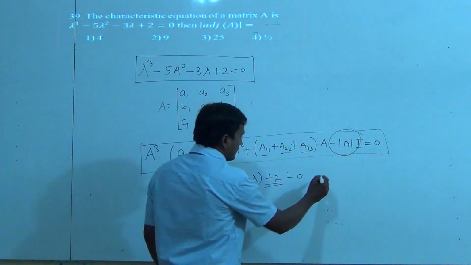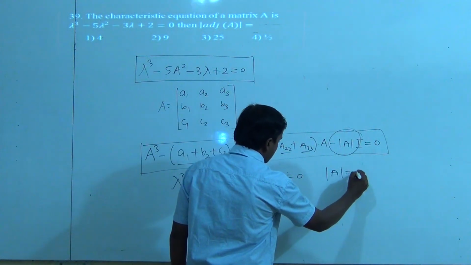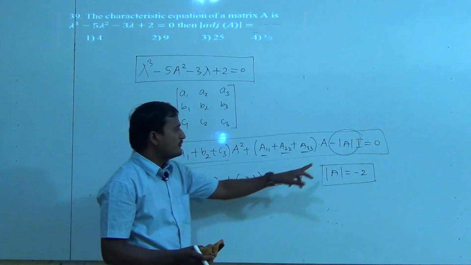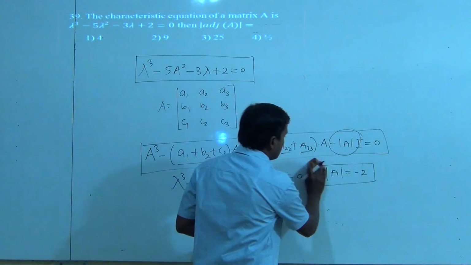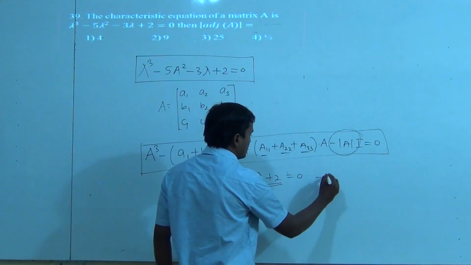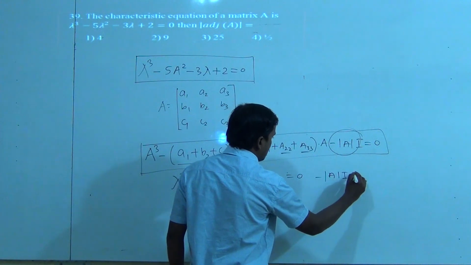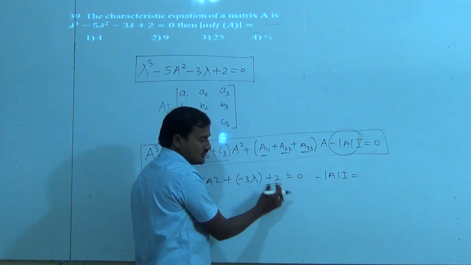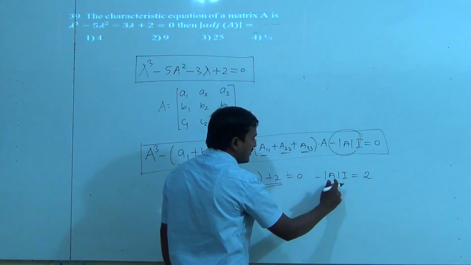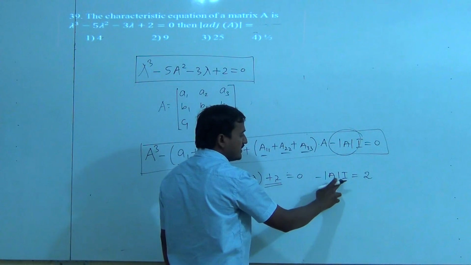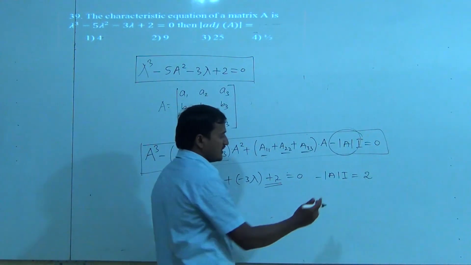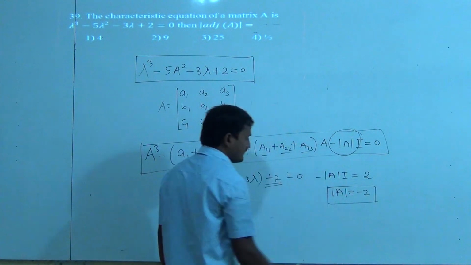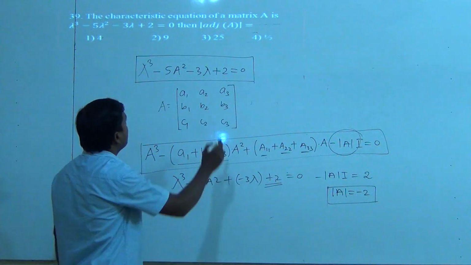So clearly, what is the value of determinant of A? Determinant of A is equal to minus 2, because minus determinant of A into I is equal to, here plus 2 is there. So in this place we have 2. Take this minus to this side, and determinant of I is nothing but what? Determinant of A only. Determinant of A is equal to minus 2.